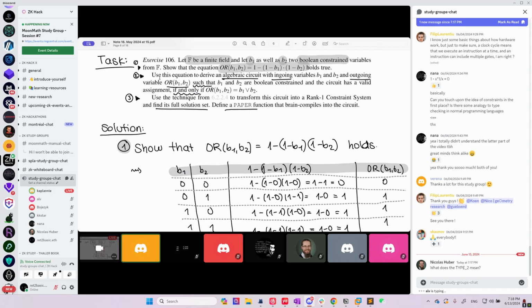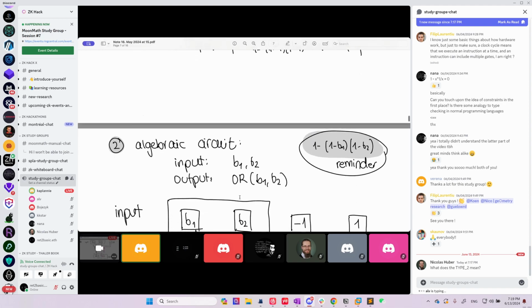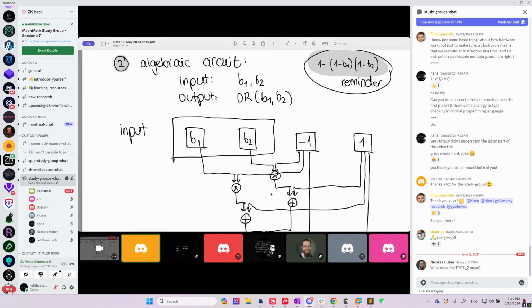What are we supposed to do now? So we've done that. So use this equation to derive an algebraic circuit with ingoing variables B1 and B2 and outgoing variable OR B1, B2 such that B1 and B2 are Boolean constrained and the circuit has a valid assignment if and only if OR of B1, B2 is the actual OR operation. Okay, so we're going to use the equation as the exercise wants us, and we're going to have input B1 and B2, and the output should be the OR of B1 and B2. So let's draw it up.